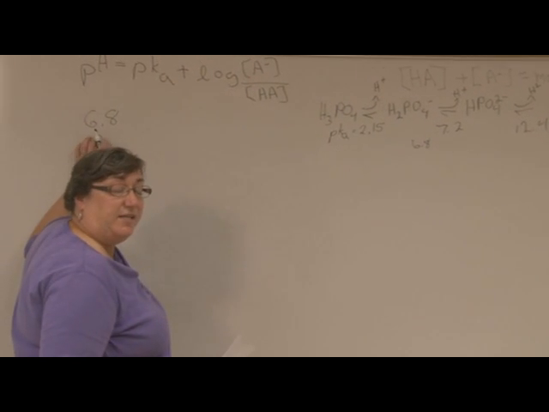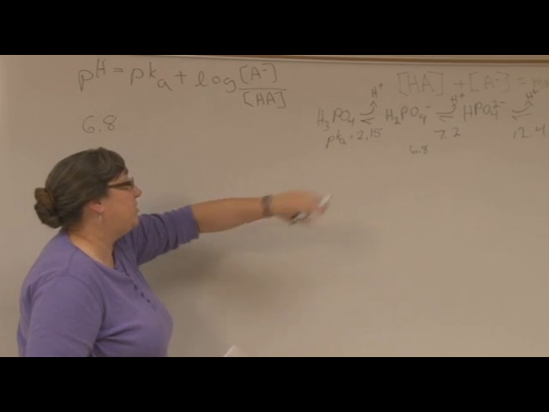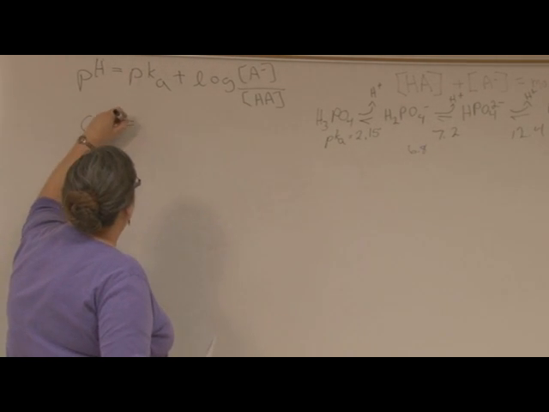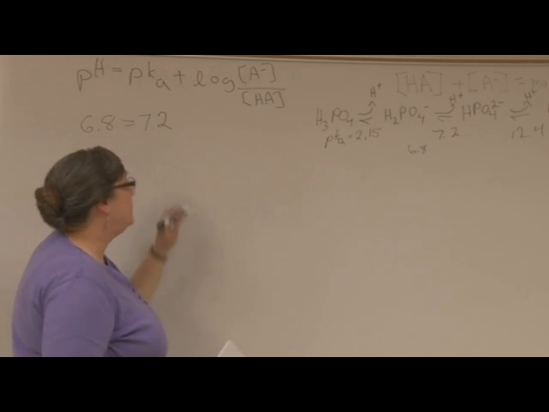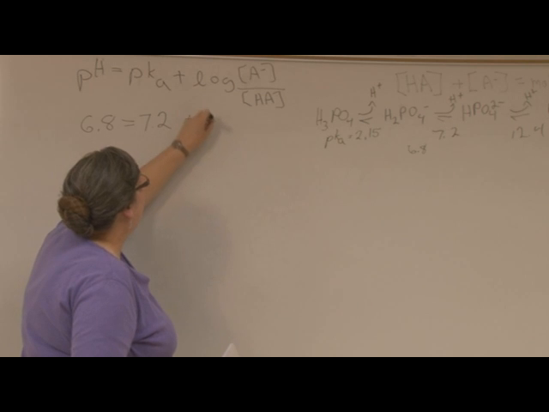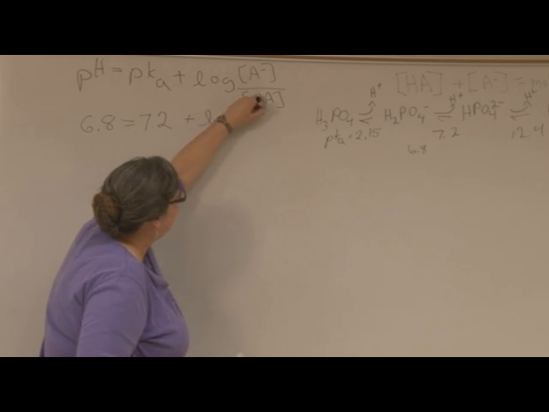I have my pH 6.8. I've got my pKa because I figured it out. 6.8 is close to 7.2, and that's where things are going to dissociate. So that's my pKa I'm going to use. And I'm going to then put in the rest of the Henderson-Hasselbalch so I have it in place.